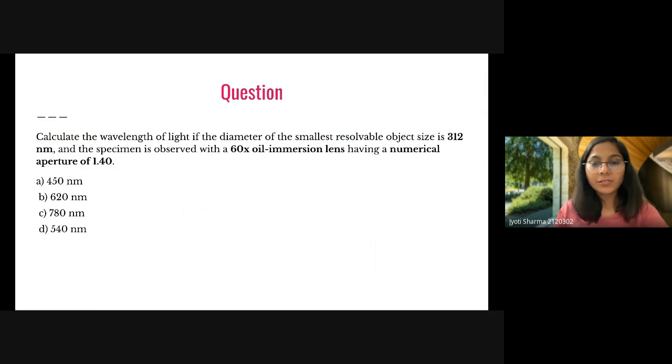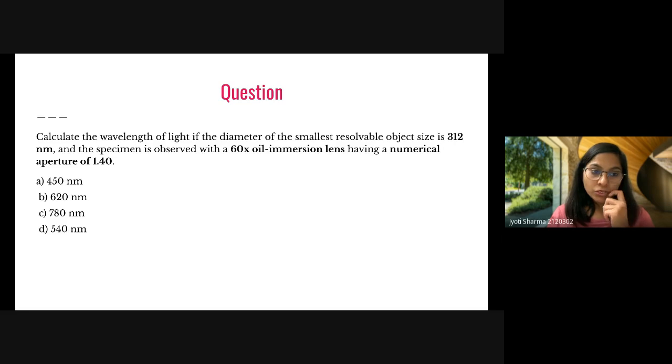Okay, the next question is based on microscopy. As I told you, we will talk about cell biology, and to visualize different organelles and the cell, we need some instrument. That instrument has some characteristics: magnification and spatial resolution.